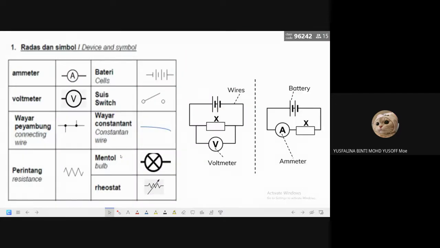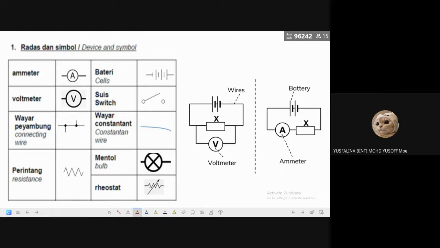And also these are the devices and their symbols. This one is the ammeter. This is the symbol for the voltmeter. And this is a connecting wire. Sometimes they just draw it as a line like this. This one is the resistor, and sometimes they draw it like this. This one is the rheostat.